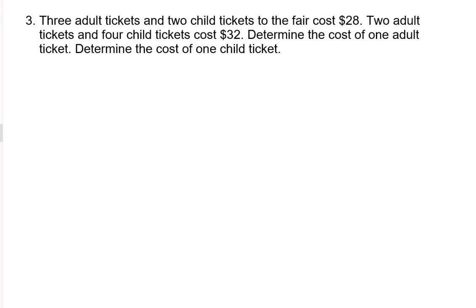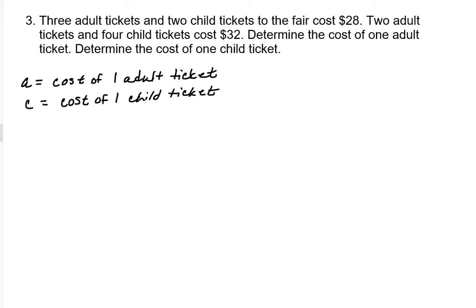Okay, problem 3. 3 adult tickets and 2 child tickets to the fair cost $28. 2 adult tickets and 4 child tickets cost $32. Determine the cost of 1 adult ticket. Determine the cost of 1 child ticket. So the first thing I need to do is to identify my variables.